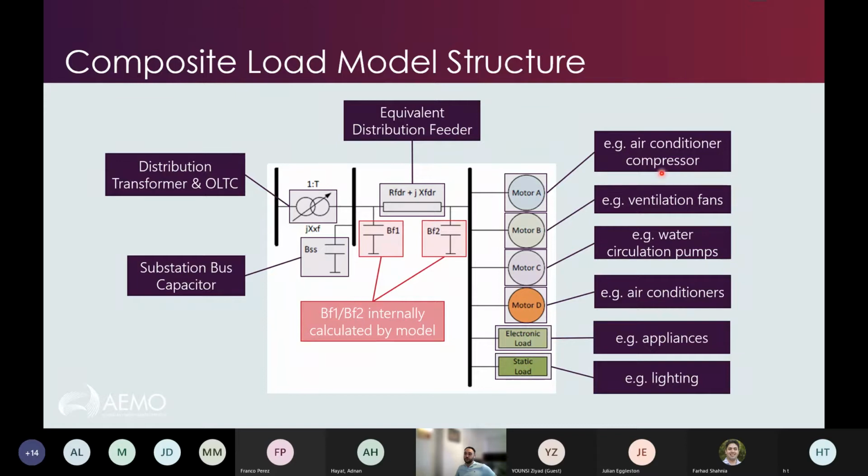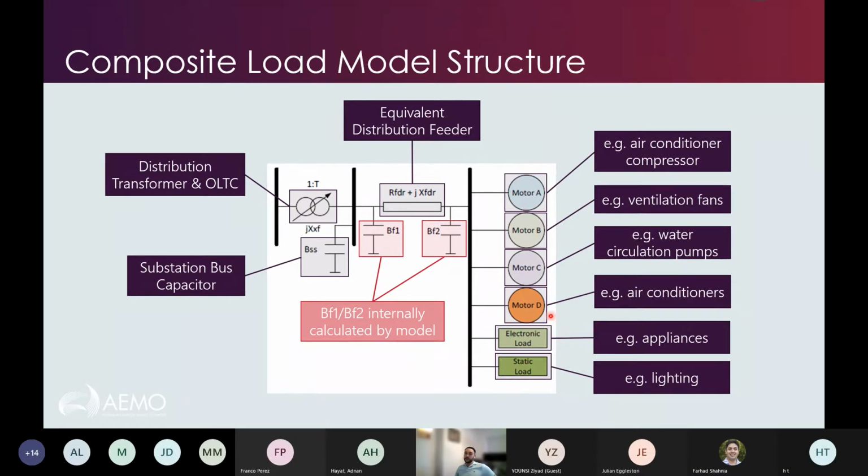So motor A is representative of air conditioner compressors and other constant torque loads. Motor B represents your ventilation fans and other loads with a torque characteristic that is proportional to speed squared. You've got motor C, which is also three-phase loads, but in PSSE, by the way, we can model these as single-phase or three-phase loads and just lump them in that sort of motor C section. Motor C represents water circulation pumps, and again, their torque is proportional to speed squared.